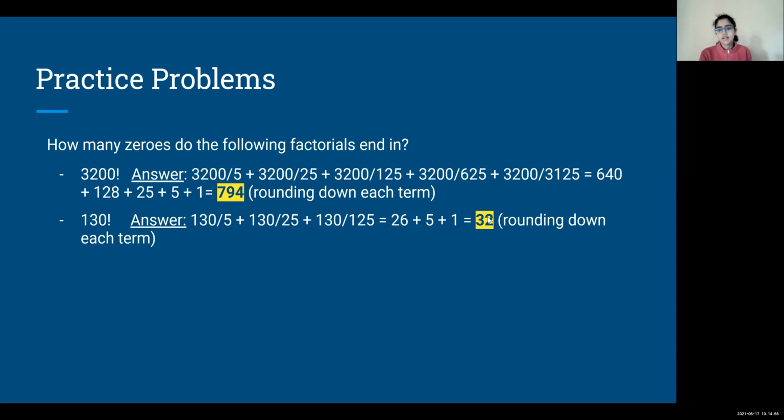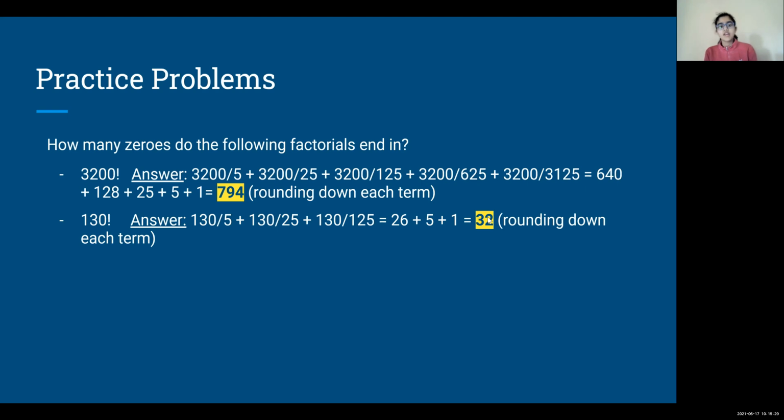Okay, so someone just asked if we round down the answer of 130 over 5 and so on. So we round down each individual term, not after adding. If you round down after adding, you will get the wrong answer, or you can get the wrong answer. You might not always get the wrong answer, but most of the time you will.